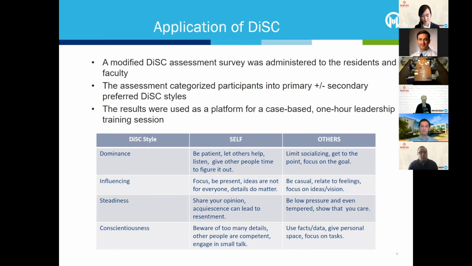For instance, if you look at this table here, you can take dominance as an example. So if you know that you yourself have this dominant style, you may need to be more aware that maybe you should be more patient with others, let others help more, listen, and give people more time to figure things out. Conversely, if you're working with someone that has a dominant style, you may need to limit your socializing with them. You may need to get to the point and focus on the goal when working with that individual.